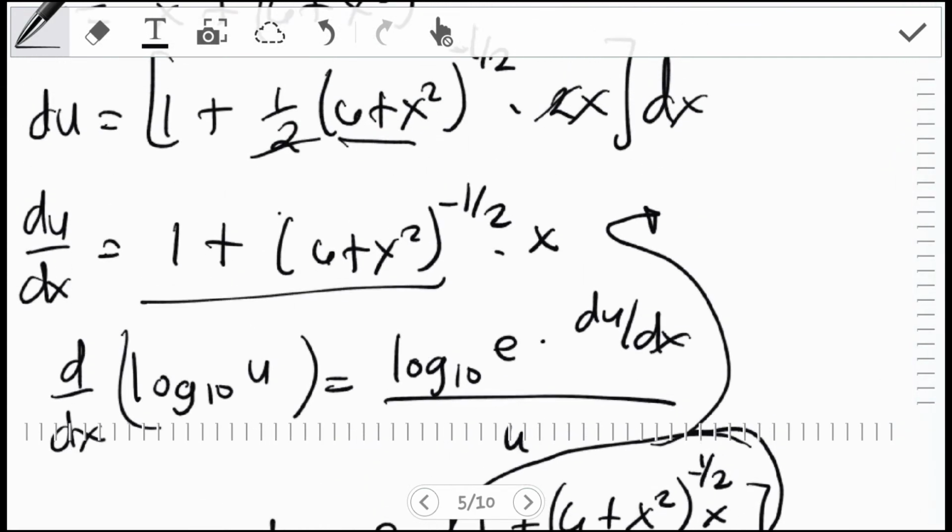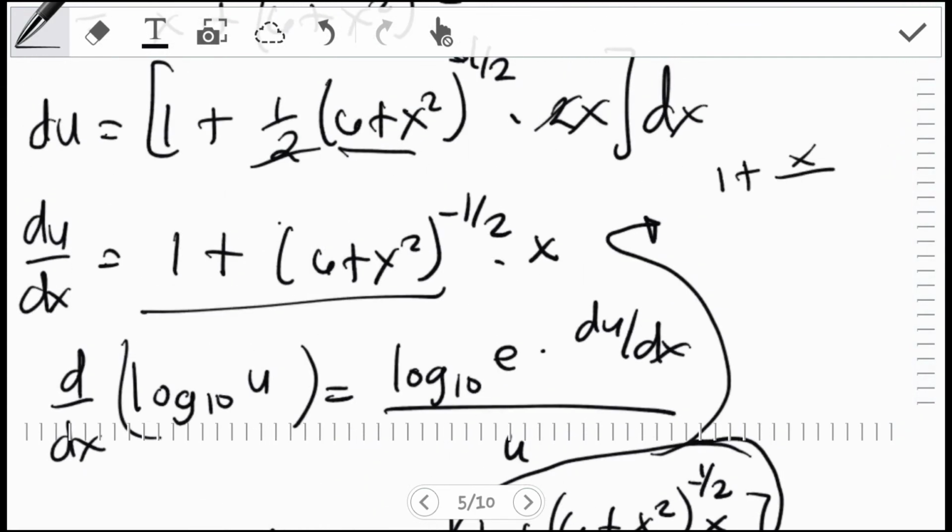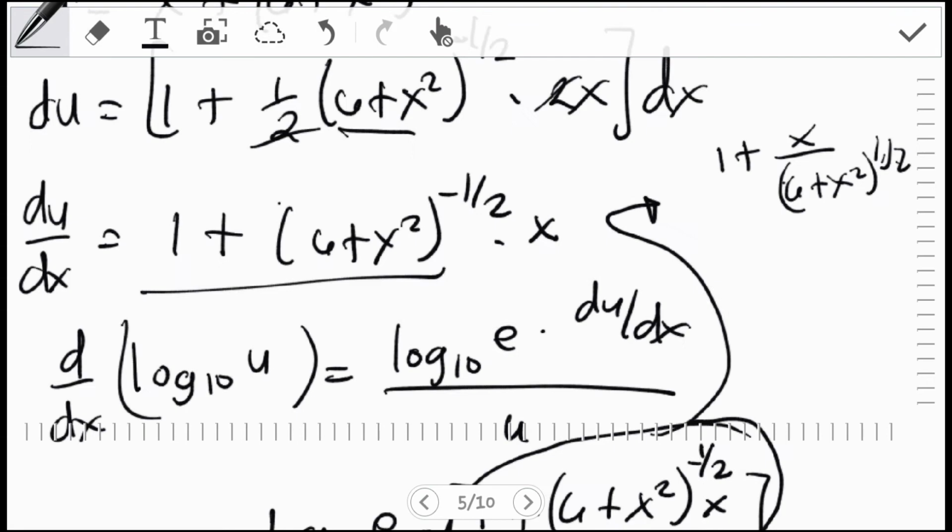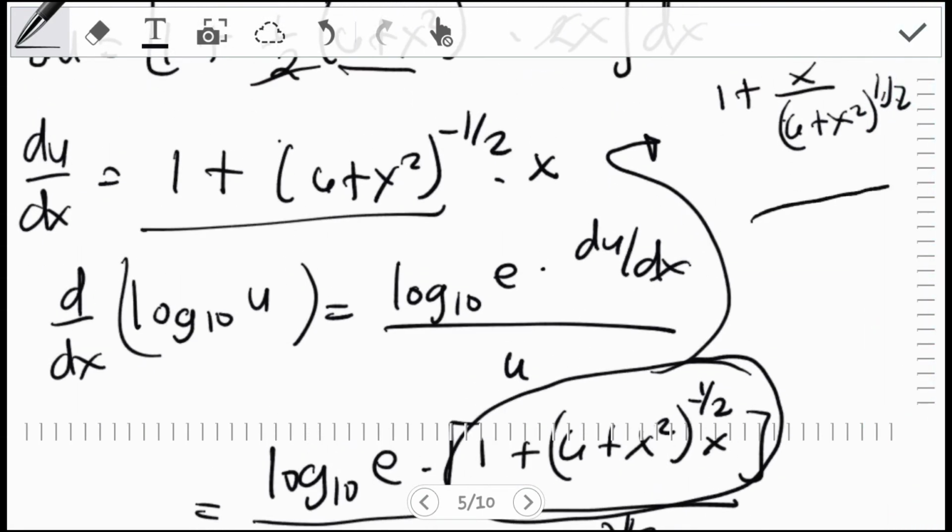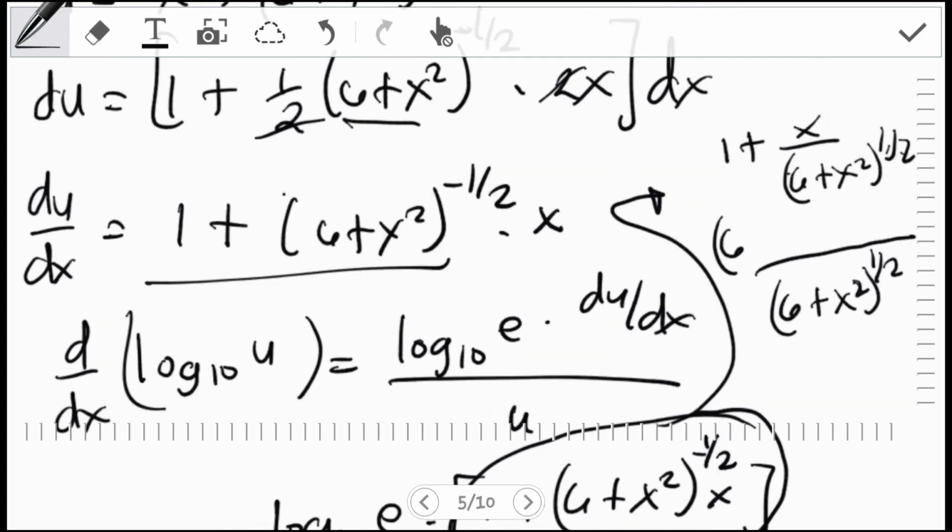So 1 plus x over the quantity of 6 plus x squared to the power 1/2. Okay, so finding the LCD, which is the quantity of 6 plus x squared to the power 1/2, then the quantity of 6 plus x squared to the power 1/2 divided by the quantity of 6 plus x squared to the power 1/2, that is 1.